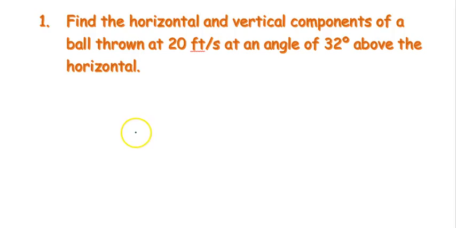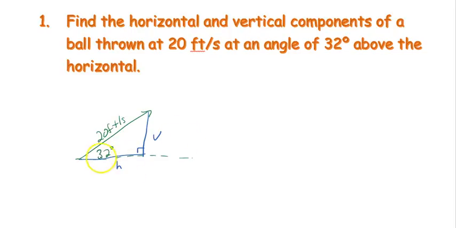Okay, first problem, we're going to find the horizontal and vertical components of a ball thrown at 20 feet per second at an angle of 32 degrees above the horizontal. So we start by drawing our vector, and you kind of have to estimate 32 degrees. So if we have a horizontal line, we'll say this is our vector and this is 32 degrees. So this vector is 20 feet per second. And then I want to draw my two sides that are my vertical and horizontal sides.